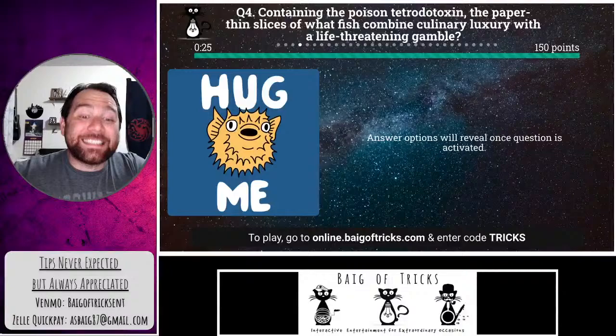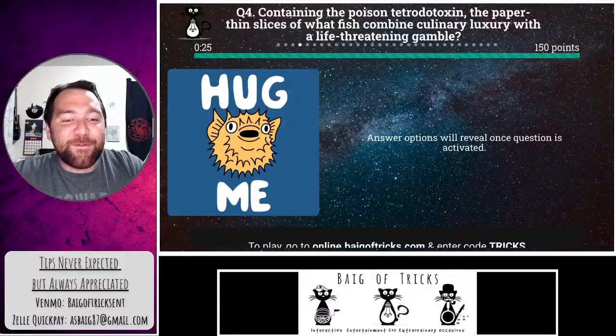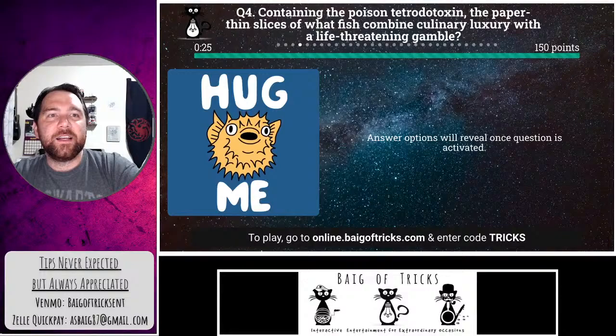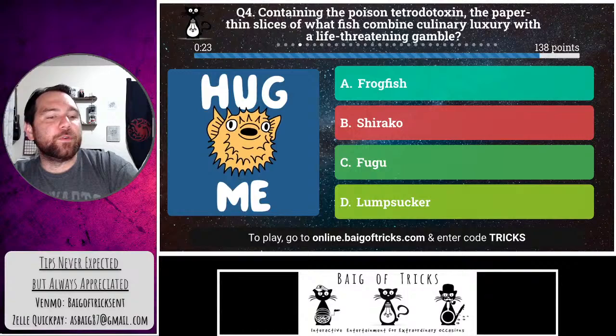Containing the poison tetrodotoxin, the paper-thin slices of what fish combine culinary luxury with a life-threatening gamble? We've talked about this in its more common name, but we're looking for a very specific name. What animal are individuals putting their life on the line to eat? Is it frogfish, shirako, fugu, or lump sucker?